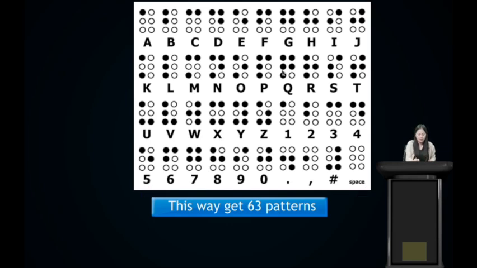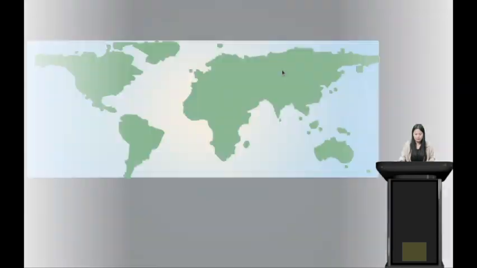Here we see that each code, each pattern, indicates one letter. First, the visually challenged persons are taught letter by letter: the pattern for A, pattern for B, pattern for C. It's different for all the letters. Then they are taught how to combine them and make words. We also have the numbers and the symbols like full stop, comma, hashtag. So there are 63 dot patterns in the Braille system.